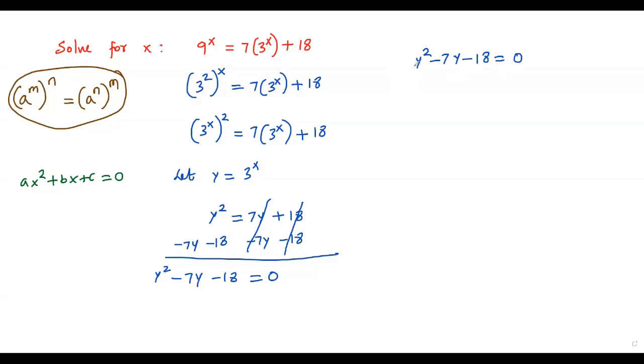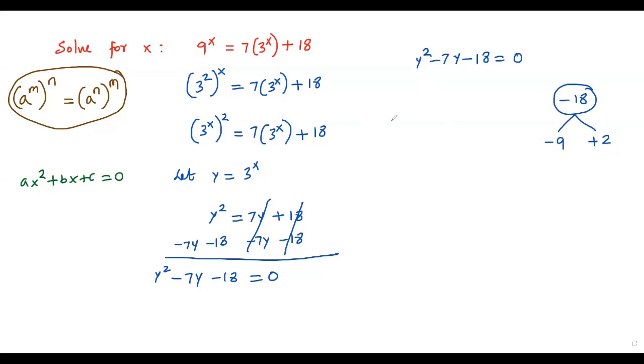So whenever the coefficient of y square is 1, we have to consider the constant term in the quadratic equation. Now I have to get two factors for this constant term, so that the product of the two factors equals negative 18, and the sum of the two factors equals the coefficient of y, that is negative 7. So I think negative 9 and positive 2 will work. When I multiply negative 9 and positive 2, it's negative 18. When I add them, I'm getting negative 7, which is the coefficient of y.